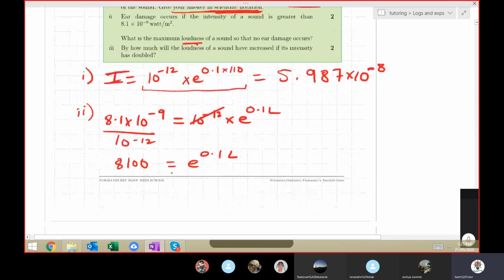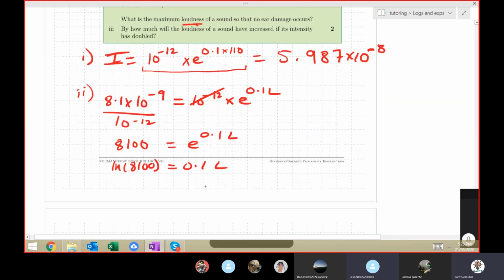All right, cool. Now you log both sides. Log, and divide by 0.1. Too easy.